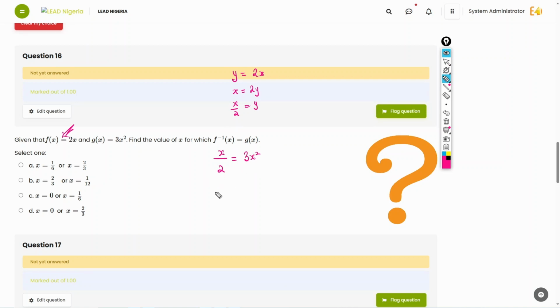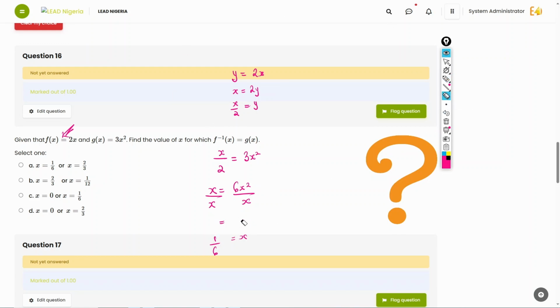Cross multiply, you would have x is equal to 6x squared. A lot of people make a mistake here where they divide both sides by x. You never divide both sides by a variable because you lose one of the solutions. So I'm going to make that mistake, then I'm going to correct it. Let's say we divide both sides by x. You end up with 1 is equal to 6x, so x is equal to 1 over 6. But that's only one of the solutions.